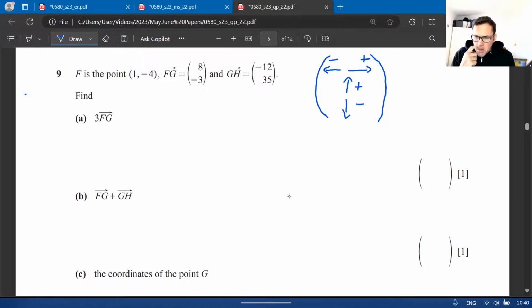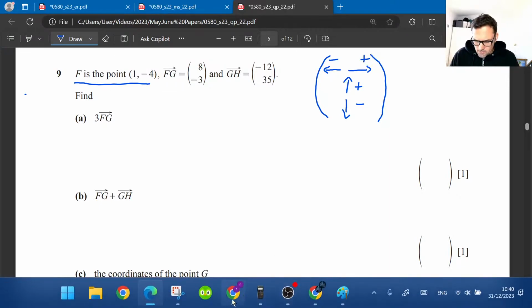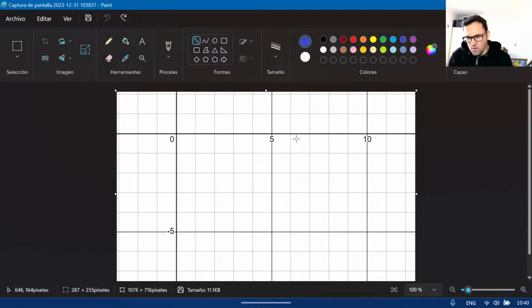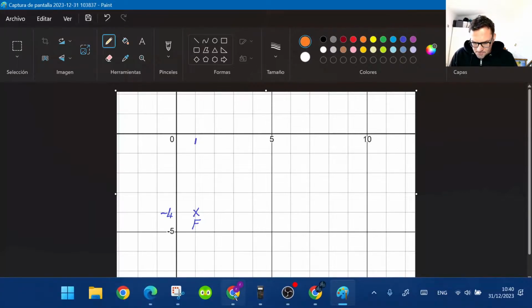Okay. So what they've done here, they gave us a starting point, 1 minus 4. So let's, I want to visualize that over here. Okay, so 1 minus 4, we go along the corridor to 1, down the stairs to minus 4. This is not working. Okay, down the stairs to minus 4. So this will be the point F.